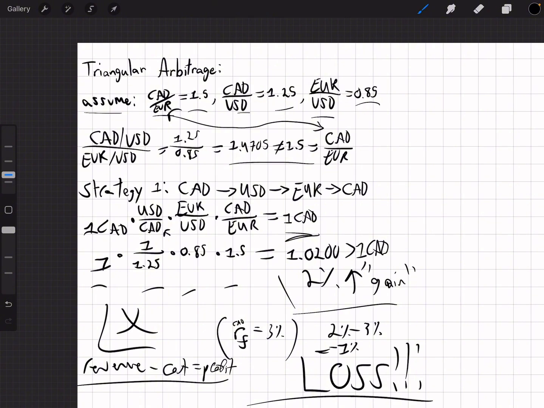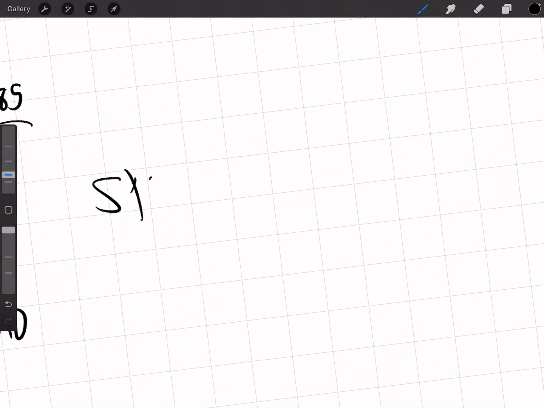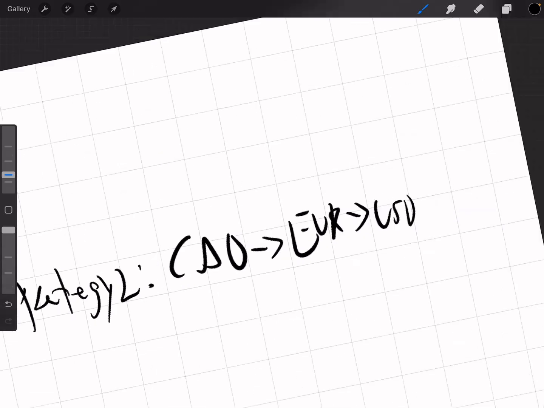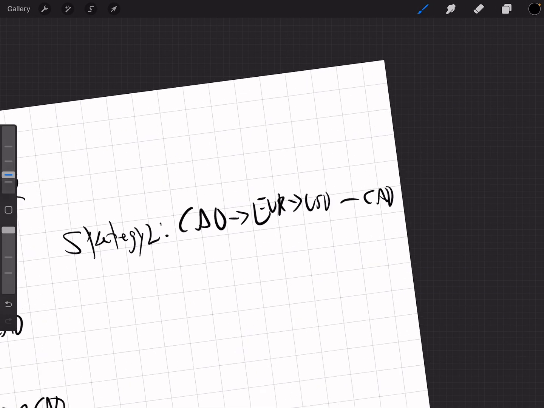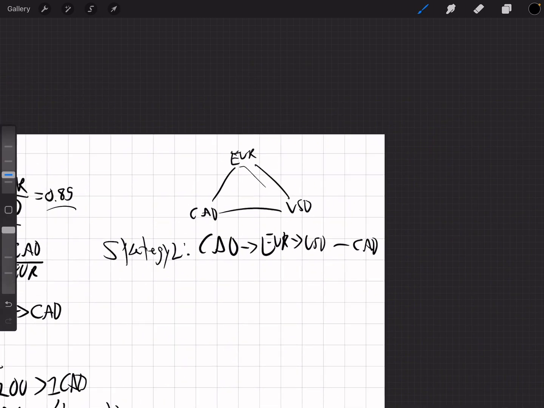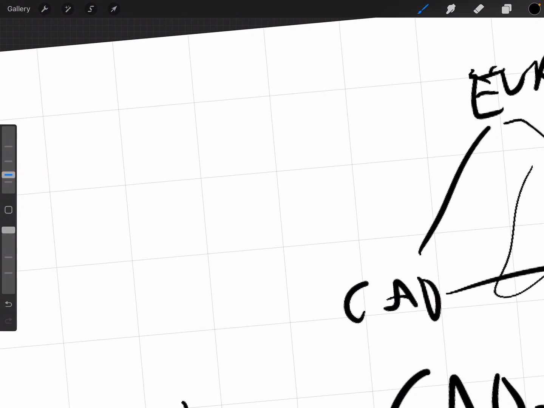And now we can go through a second strategy here. So we'll call that strategy 2. And that's CAD to Euro to USD and then back to CAD. It's triangular arbitrage because you're using three different currencies, the Euro, the USD, and the CAD, sort of like a triangle, okay? You know what? I'm going to draw you a nice little triangle here.